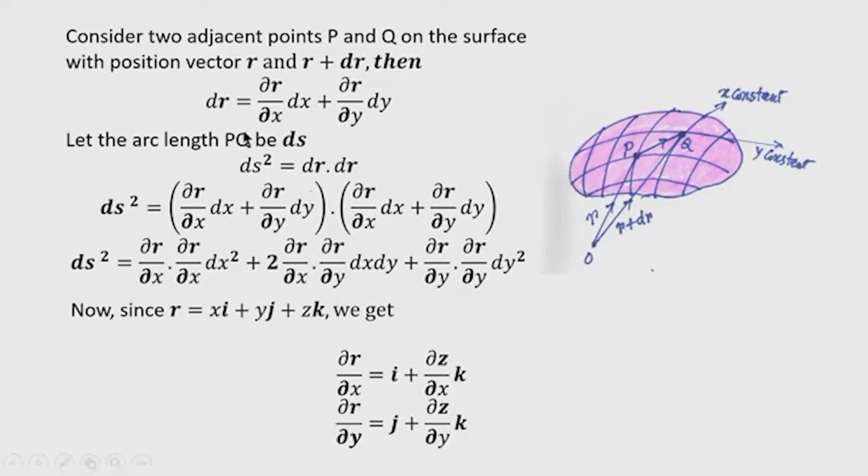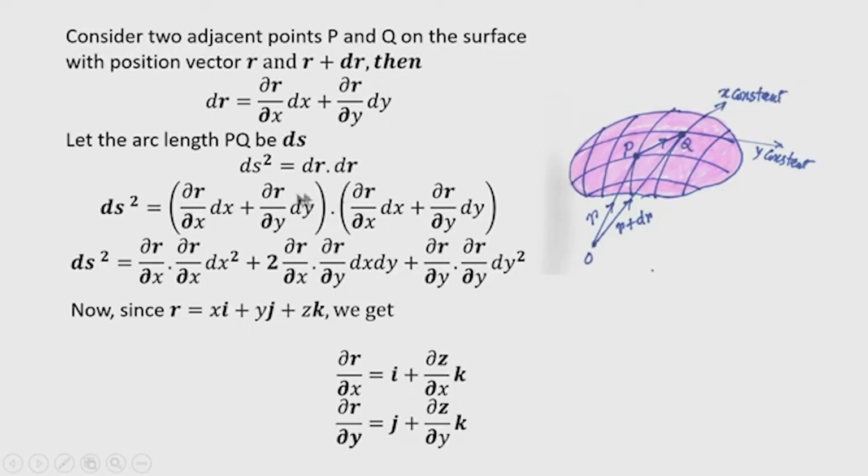So, we can write the vector dr equal to del r by del x into dx plus del r by del y into dy, where the vector r is differentiated, that is, partial differentiation is done here with respect to y, and here the vector r is differentiated with respect to x. Remember that r is a vector which contains 3 variables in 3-dimensional space, that is x, y, z. Now, let the arc length PQ be ds. Here PQ is shown as a straight line, it is a chord actually, but the arc is ds.